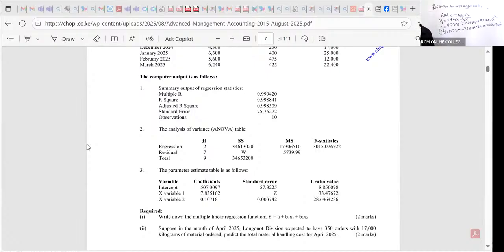So 2 marks, 3 marks really. At times 1 mark for prediction.